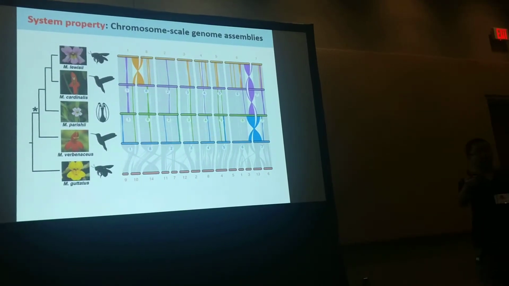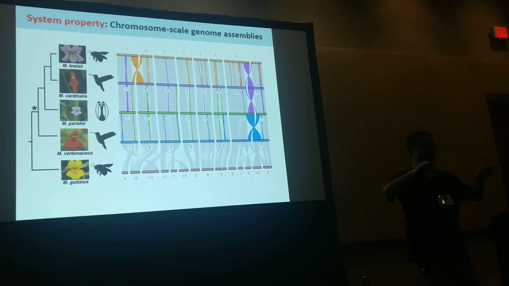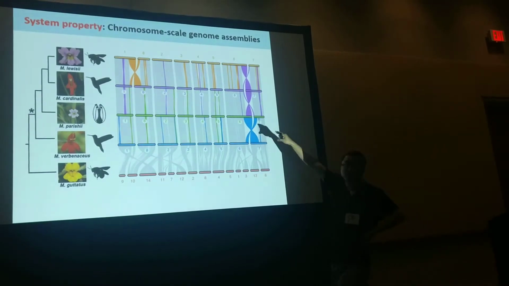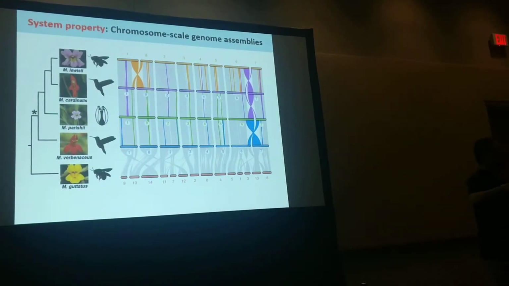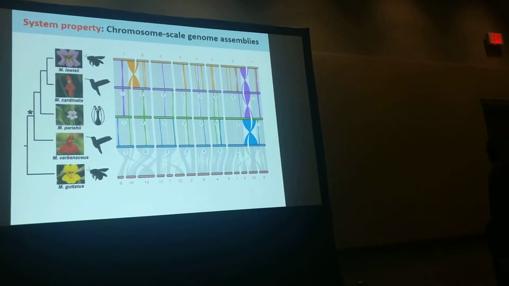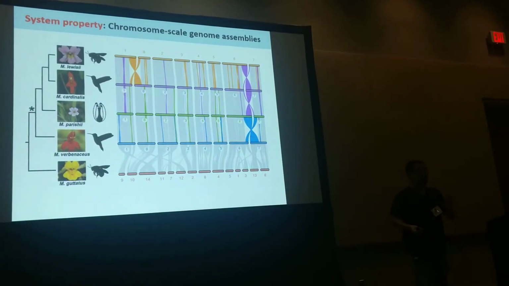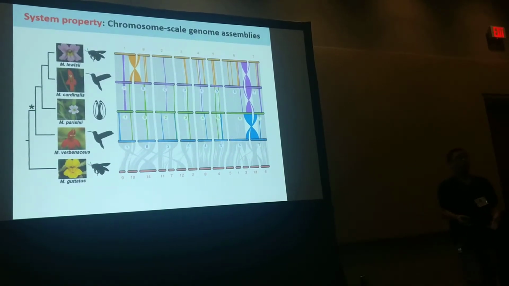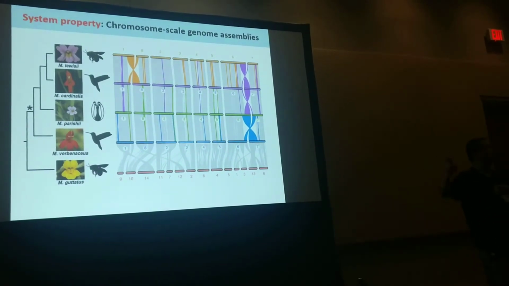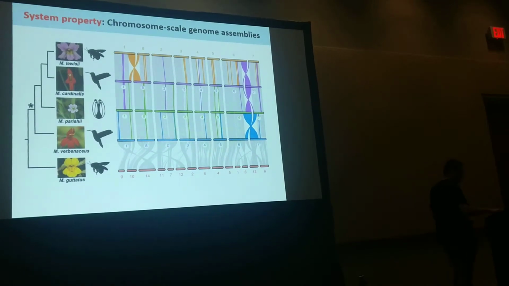Now, if there are two genes controlling two different floral traits, and they're located in an inversion or in a translocated region, they are not going to recombine, and they're going to evolve together. So that has something to do with phenotypic integration. Those are questions or conclusions we couldn't really draw before without chromosome-level genome assemblies.